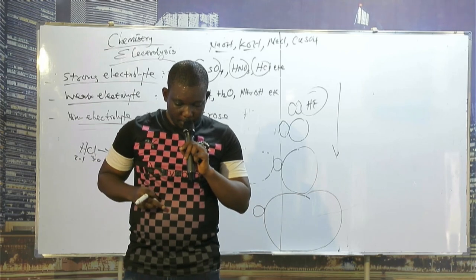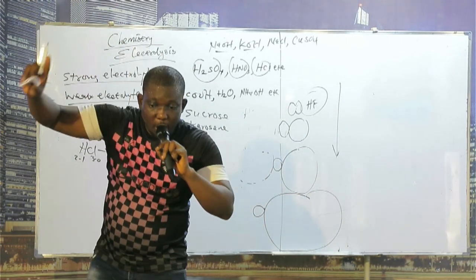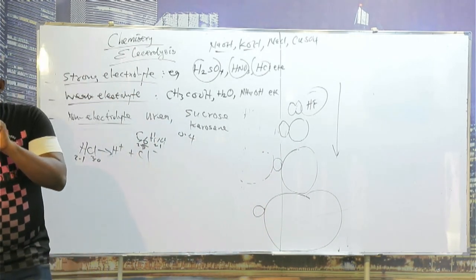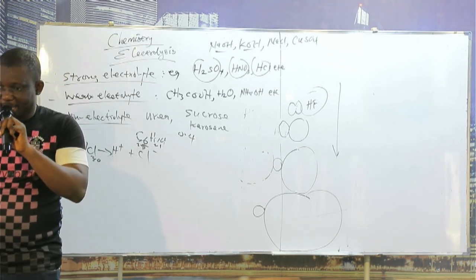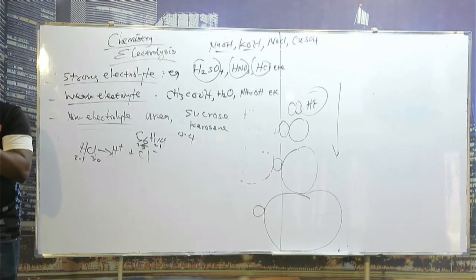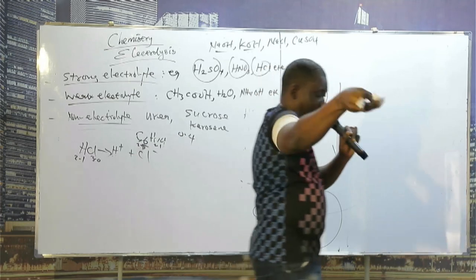Number one is electrolyte. All those things are categories. There are three of them. You could have said it's number four or number five. Electrolyte, number one. Strong electrolyte, number two. Weak, number three. None, number four. This should be number five. No problem. Any number you want, choose it.